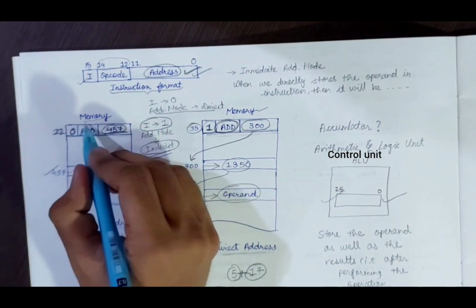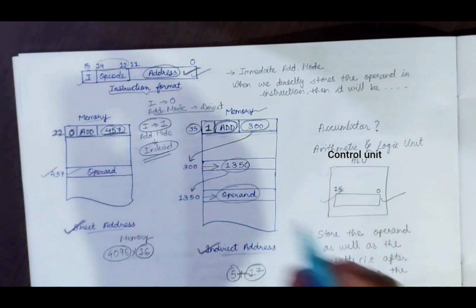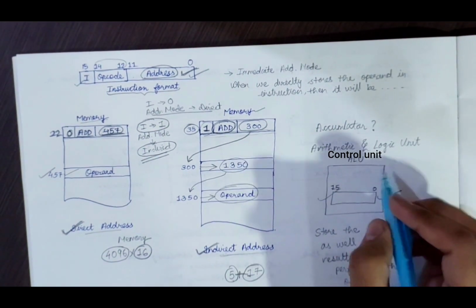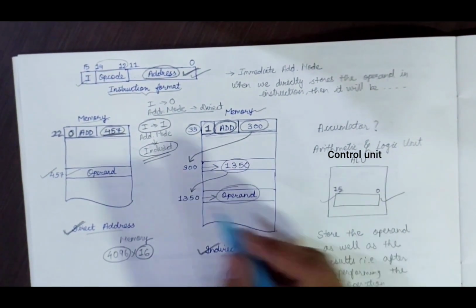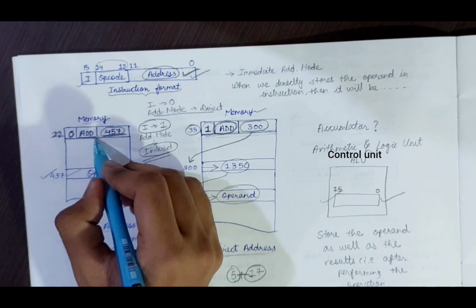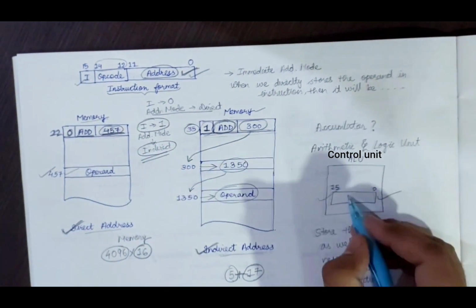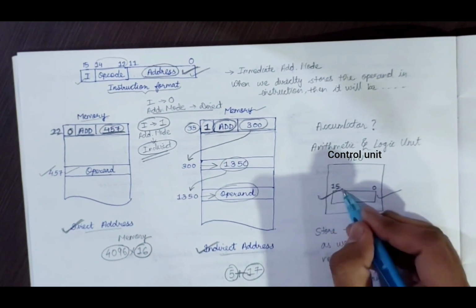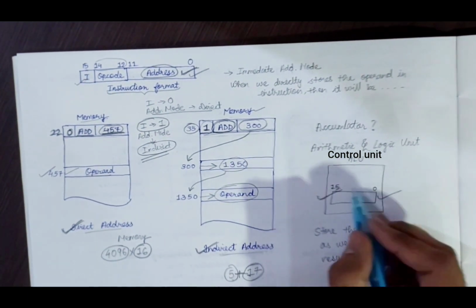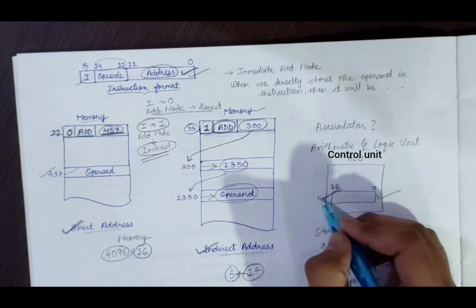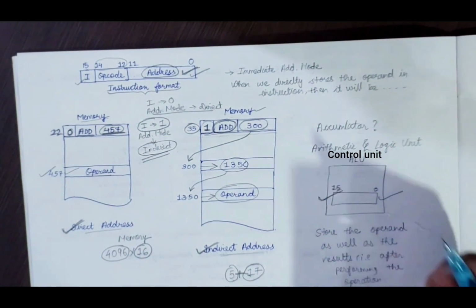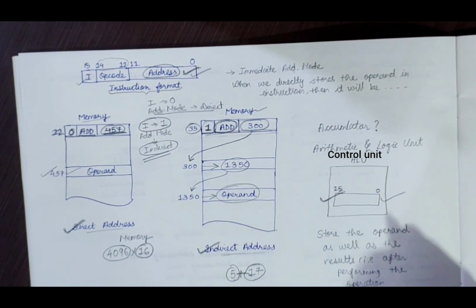After executing this instruction, the ALU will perform the addition of the content at the 457th address in the data memory with the content of the accumulator register, and this result is stored in the accumulator register only. So this is the use of the accumulator register.